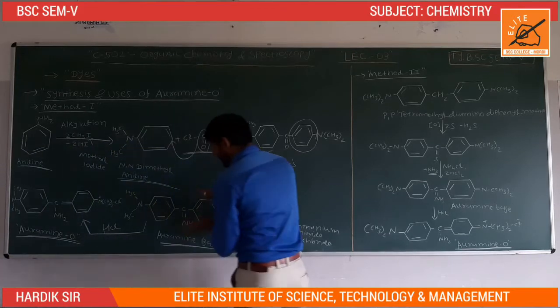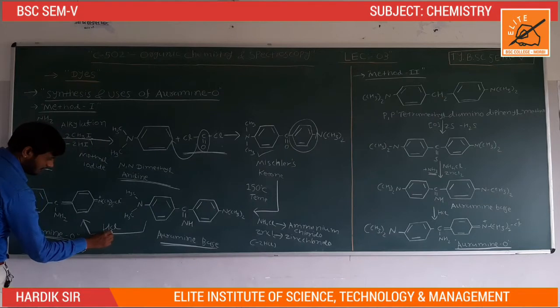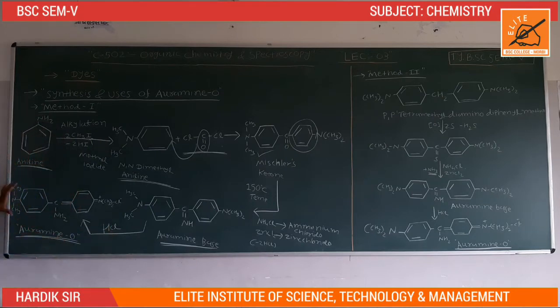Now this auramine base is reacted with HCl, hydrochloric acid, to produce auramine O. This is our final product. This is our dye, auramine O.